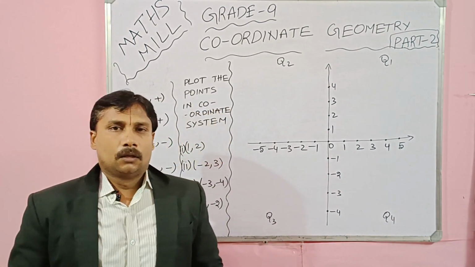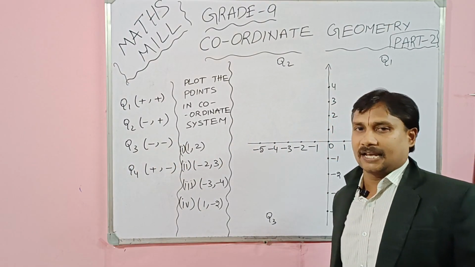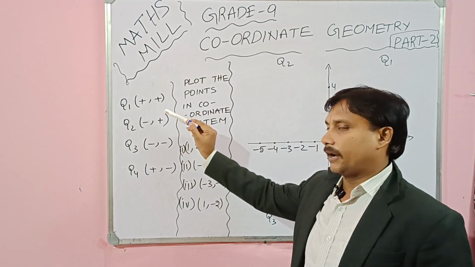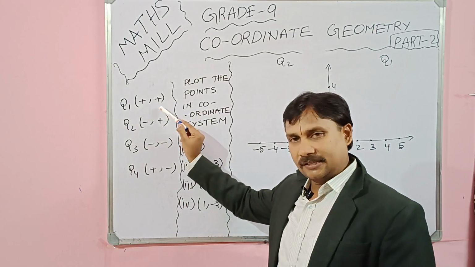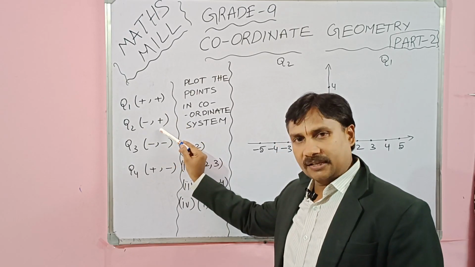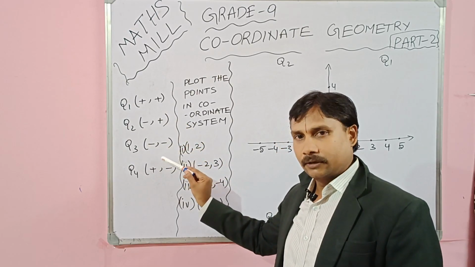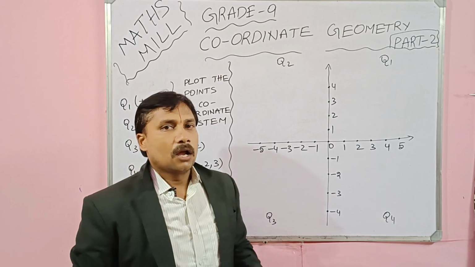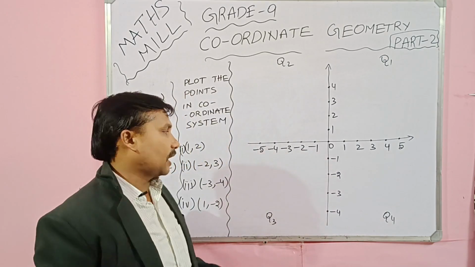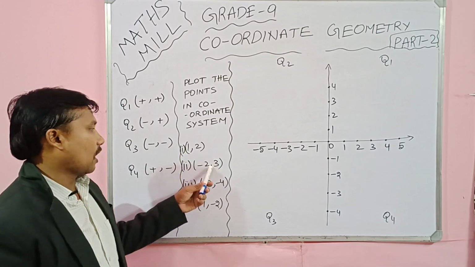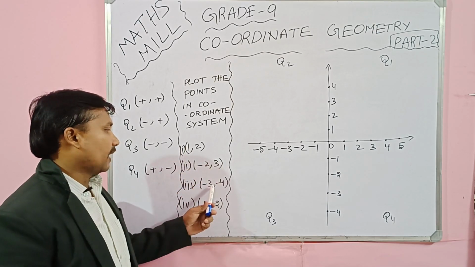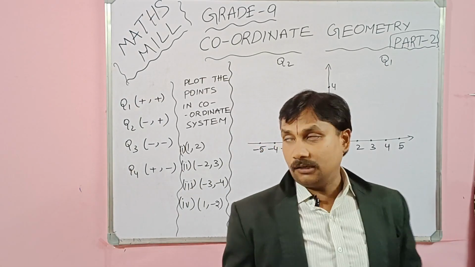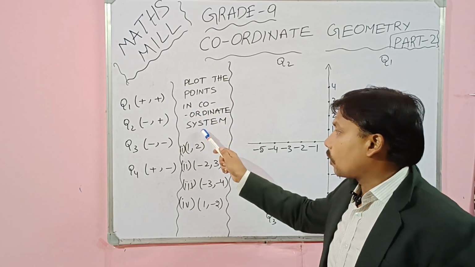As we discussed in the last class, here we have the nature of the points according to the quadrants. Q1: both are plus. Q2: minus comma plus. Q3: minus comma minus. Q4: plus comma minus. To see how to plot, I have given a few examples: 1 comma 2, minus 2 comma 3, minus 3 comma minus 4, 1 comma minus 2. The question is to plot the points in the coordinate system.